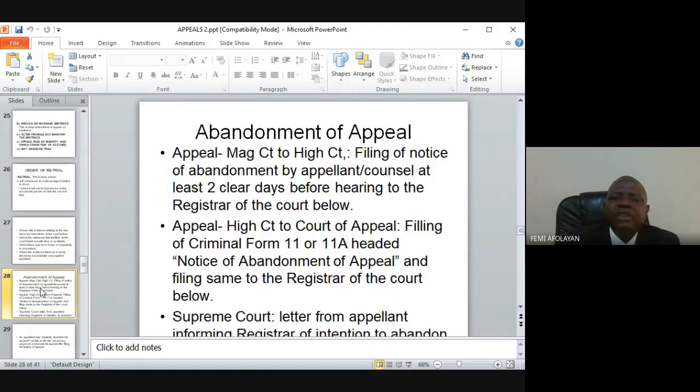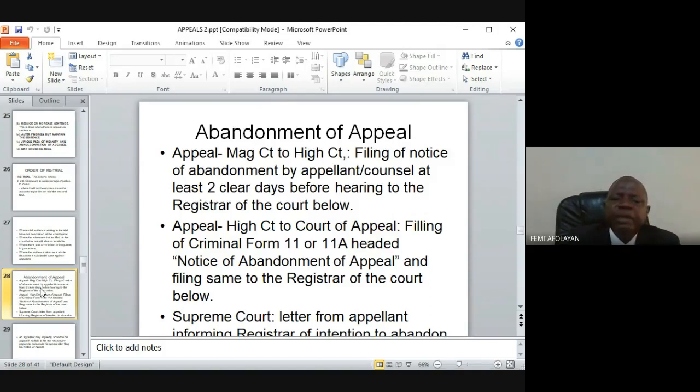Now let's go to abandonment of appeal. Let's first consider appeal from magistrate court to high court. This will involve filing of notice of abandonment by the appellant or his counsel at least 2 clear days before the hearing of the appeal, and the filing will be done at the registrar. The filing will be done before the registrar of the court below.